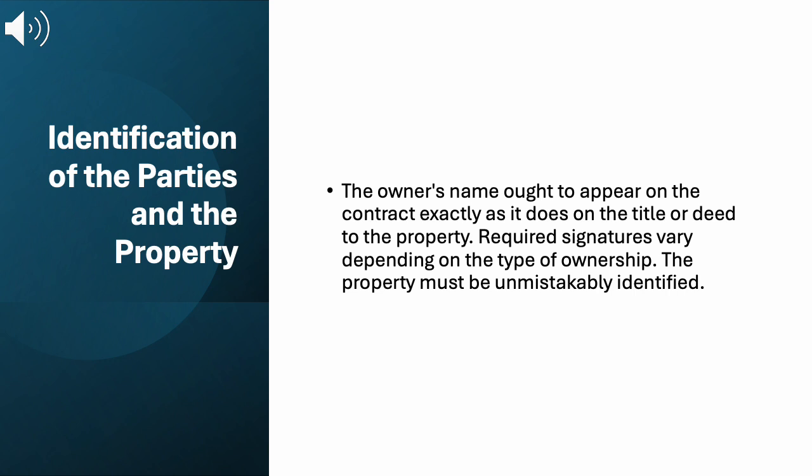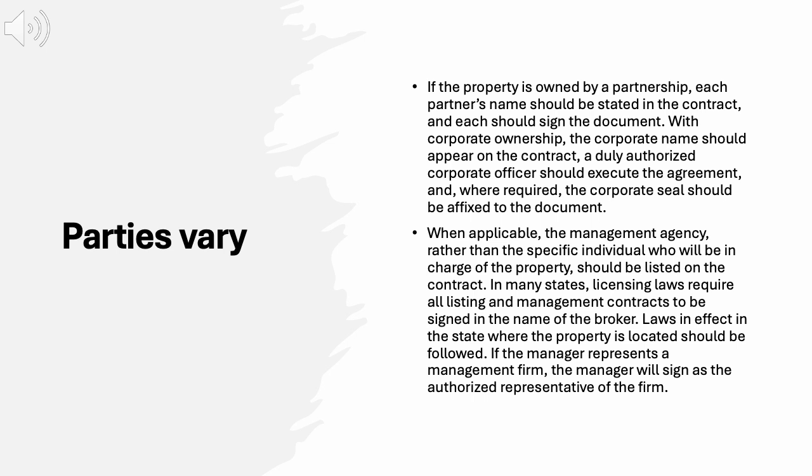Identification of the parties and the property. The owner's name ought to appear on the contract exactly as it does on the title or deed to the property. Required signatures vary depending on the type of ownership. The property must be unmistakably identified. Parties vary. If the property is owned by a partnership, each partner's name should be stated in the contract, and each should sign the document.